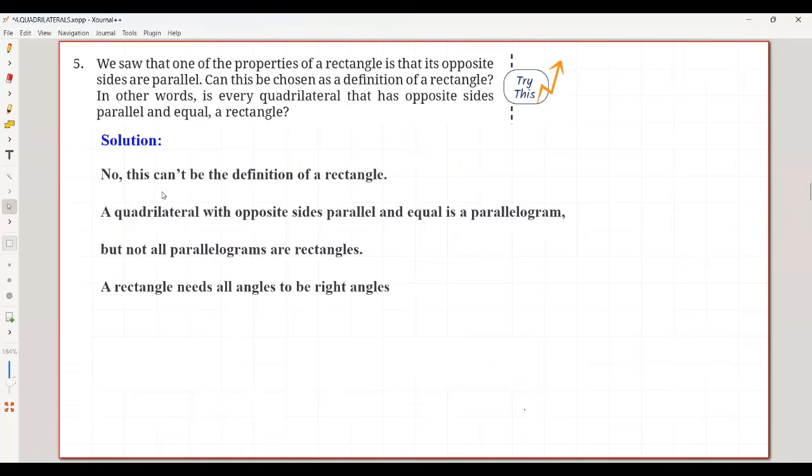The answer is no. This cannot be the definition of a rectangle, because a quadrilateral with opposite sides parallel and equal is a parallelogram, but not all parallelograms are rectangles. A rectangle needs all the angles to be right angles. Because under the parallelogram, we have square, rhombus and rectangle.